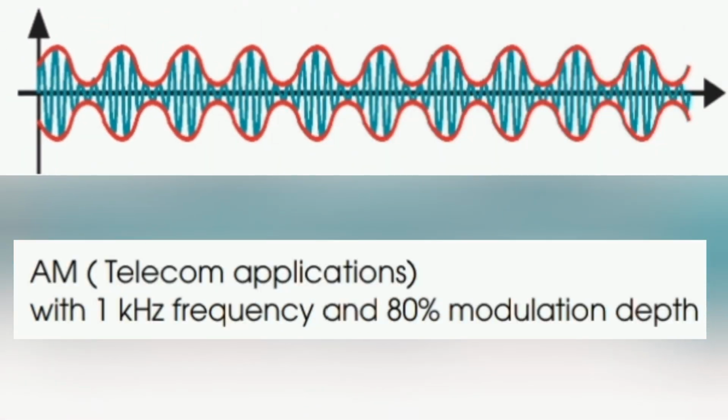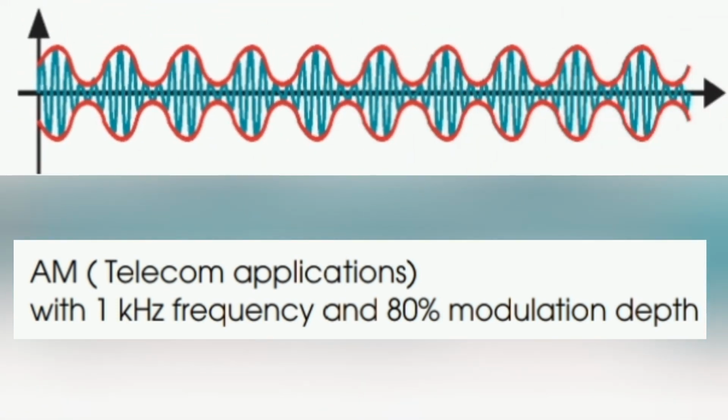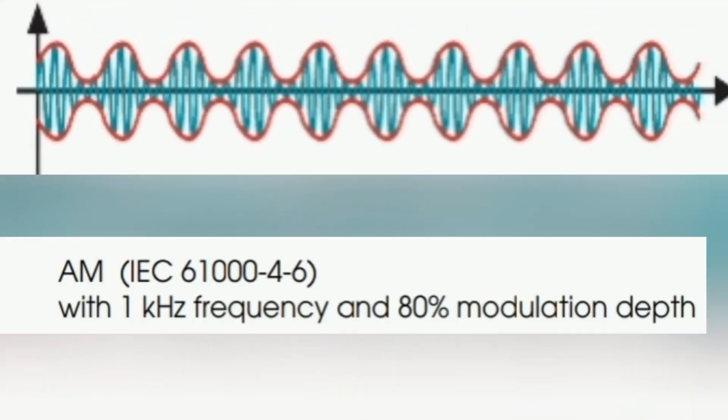The next one is the amplitude modulation signal used for telecom applications, which has amplitude modulation with 1 kHz frequency and 80% modulation depth. Now, the amplitude modulation signal used for industrial applications as per the standard IEC 61000-4-6 for conducted susceptibility is amplitude modulation with 1 kHz frequency and 80% depth.